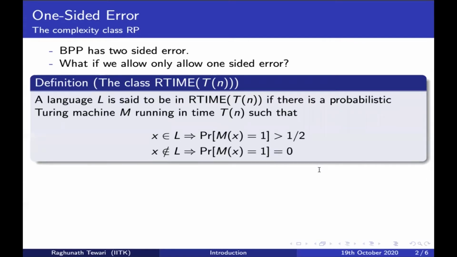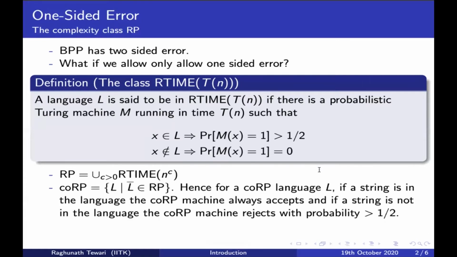Now, if you compare this definition to the definition of BPTIME T of n, you would realize that in BPTIME T of n, there is a probability of error on both sides, when X is in L and when X is not in L. Here, when X is not in L, we do not allow any error to occur. So when X is not in L, the machine always gives the correct answer. Now, the class that we get by looking at RTIME T of n when T of n is polynomial is the class RP. So this is analogous to the class BPP for one-sided error machines.